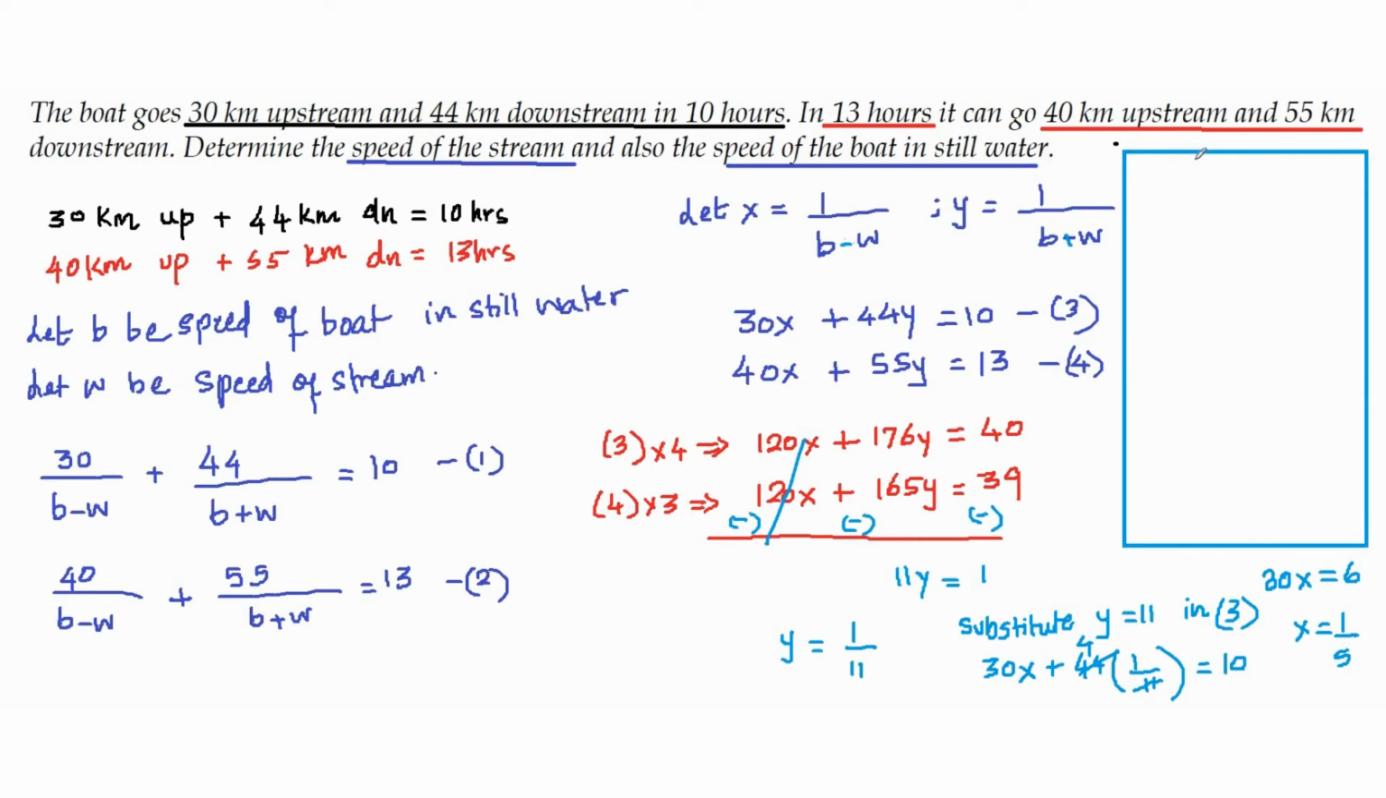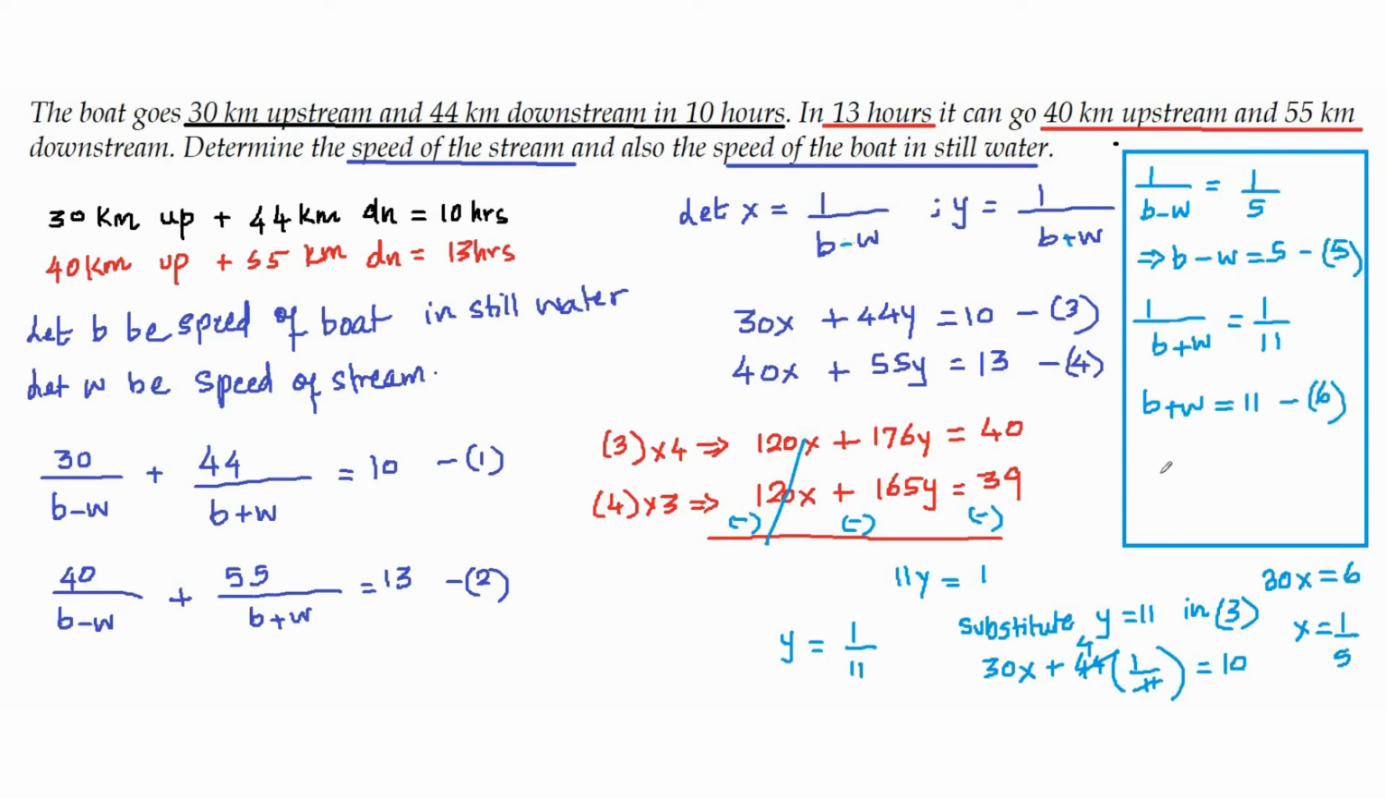We have x is 1 by b minus w. So 1 by b minus w and x is 1 by 5, which implies b minus w is equal to 5. That's my fifth equation. And similarly, y is 1 by b plus w. So 1 by b plus w is 1 by 11, which means b plus w is equal to 11. This is the sixth equation.